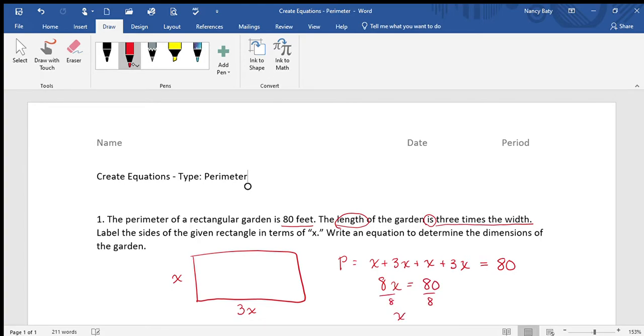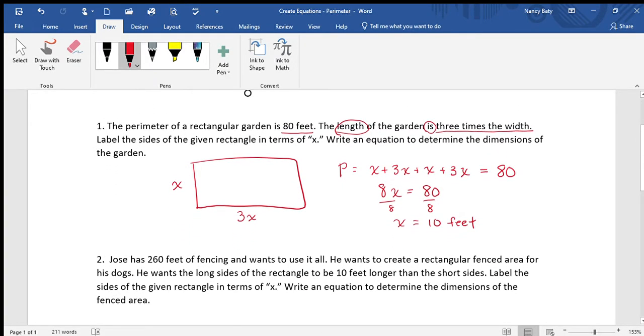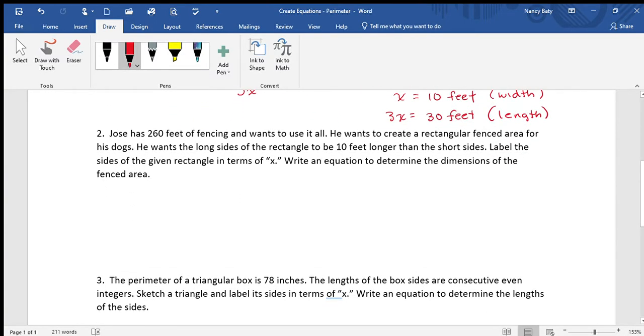And I can see that x is equal to 10, and that would be in feet because the perimeter was given in feet. And I need both dimensions because that's plural. So this is the width. And then the length is 3x, so that's 30 feet. That's the length. Done.